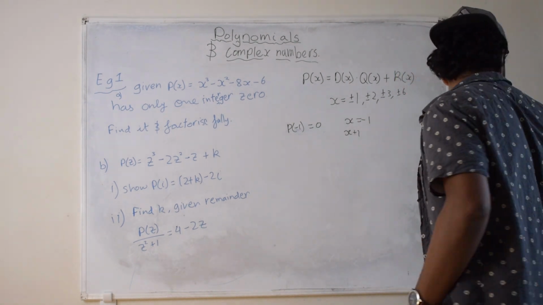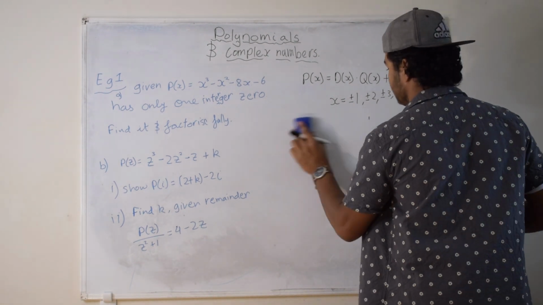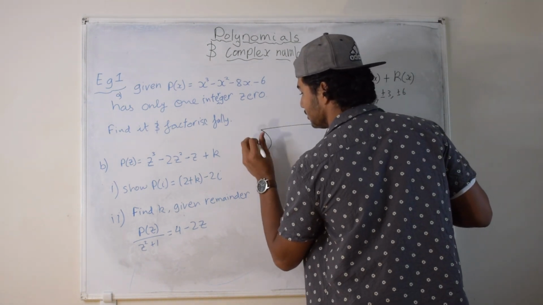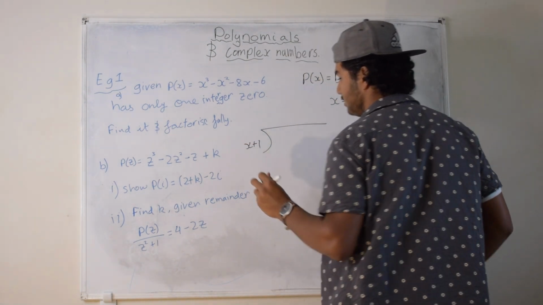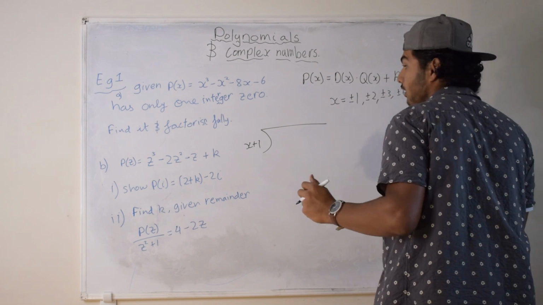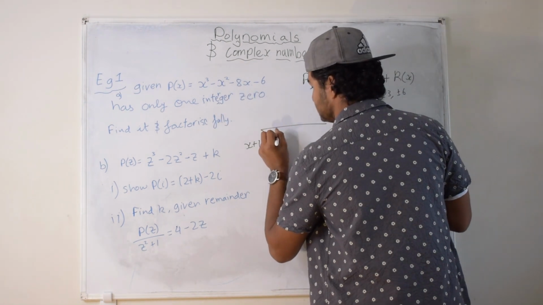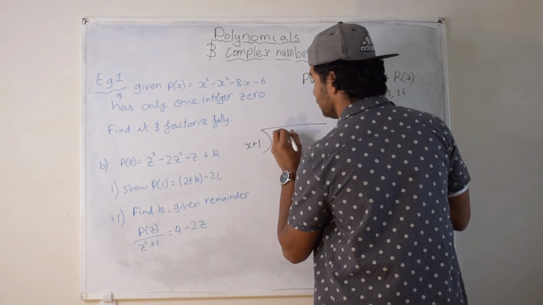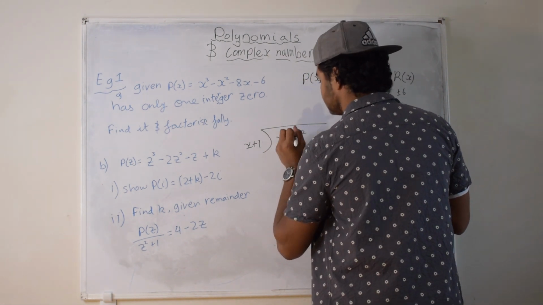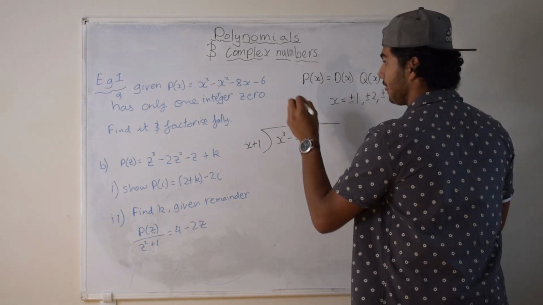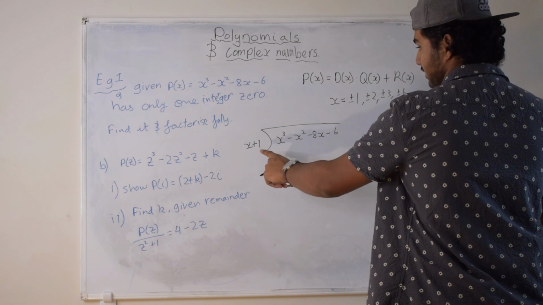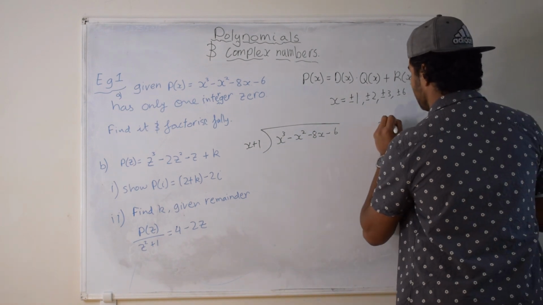Let me rub this out quickly so we have some room. So we're going to divide this by x plus 1. So we have long division, x plus 1, and we've got this right here, which is x cubed minus x squared minus 8x minus 6.